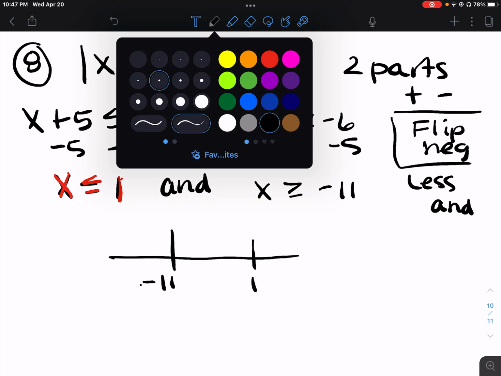Okay, we'll use Northwest colors, red and blue. Greater than or equal to -11. So or equal to, greater than. Okay, and means both. Where is there red and blue? In between our two numbers. Okay, in between our two numbers, it's both of them. Brackets because of the or equal to.